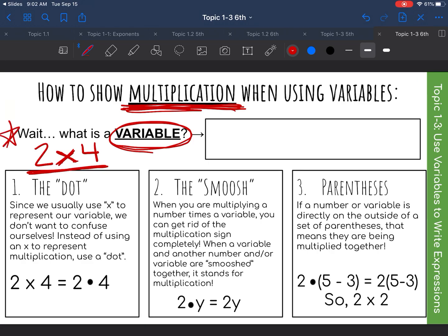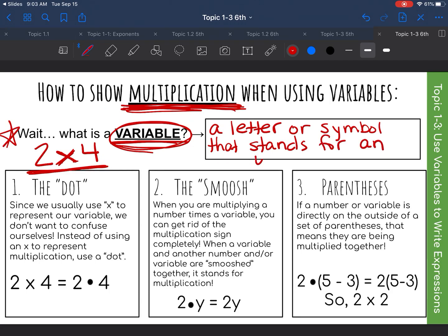First, we need to figure out, wait a second, Miss Rothstein, what is a variable? So a variable is a letter or symbol that stands for an unknown quantity. So that letter or symbol stands for something that we don't know. It takes the place of something.